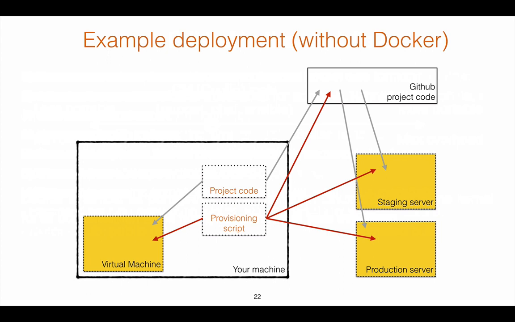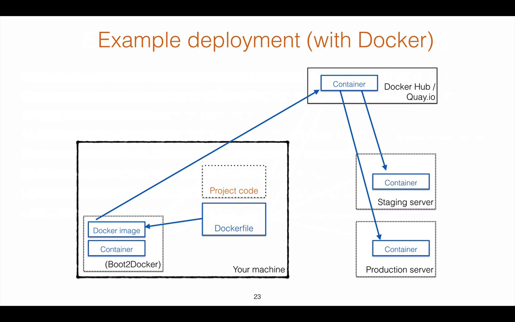This is an example of deployment without Docker. You have your machine on the left. You have a virtual machine running there. That virtual machine should be the same as the staging and production server. You see them in yellow color. So you create a project code and then a provisioning script. Then you apply them to your virtual machine. If they run properly, then you push them into GitHub or another repository. And then from GitHub, that code is sent to the staging server and later to the production server using those provisioning scripts. So this is very important in this case. Those three environments, the virtual machine on your own machine, the staging and production servers, should be the same.